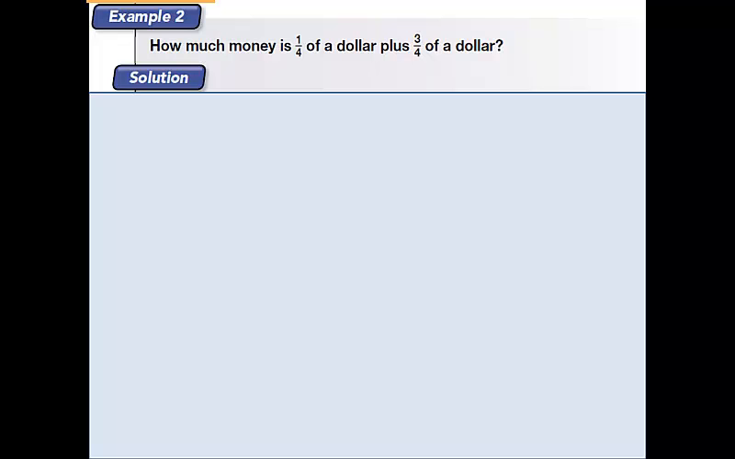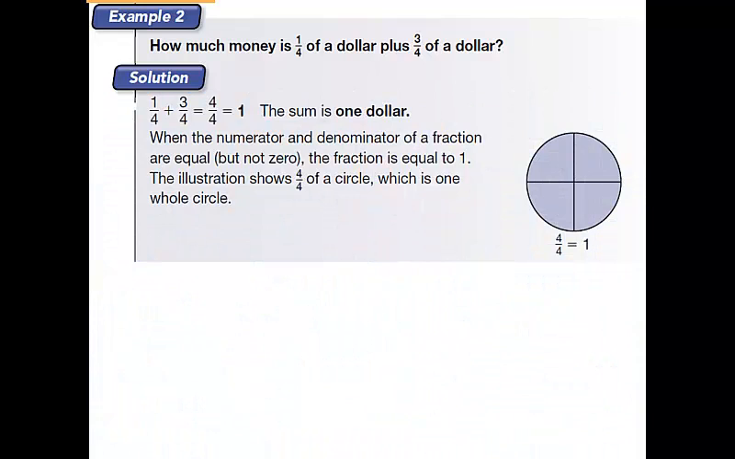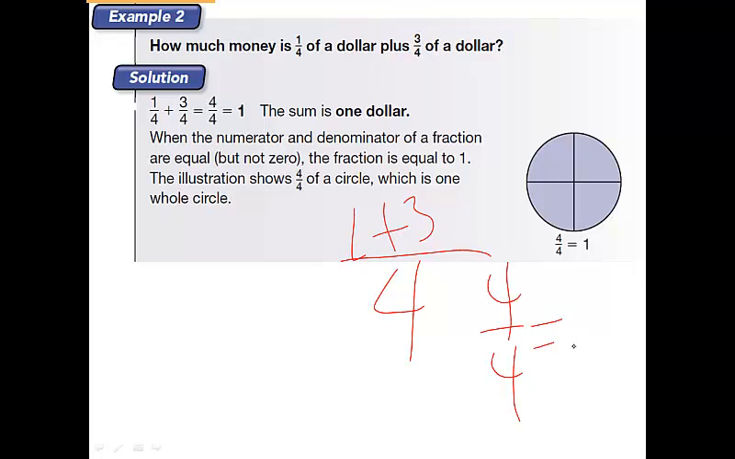How much money is 1/4 of a dollar plus 3/4 of a dollar? Well, it's $1. Because when we put them over the common denominator of 4, 1 plus 3 makes it 4 over 4. 4 over 4 equals 1. We get $1.